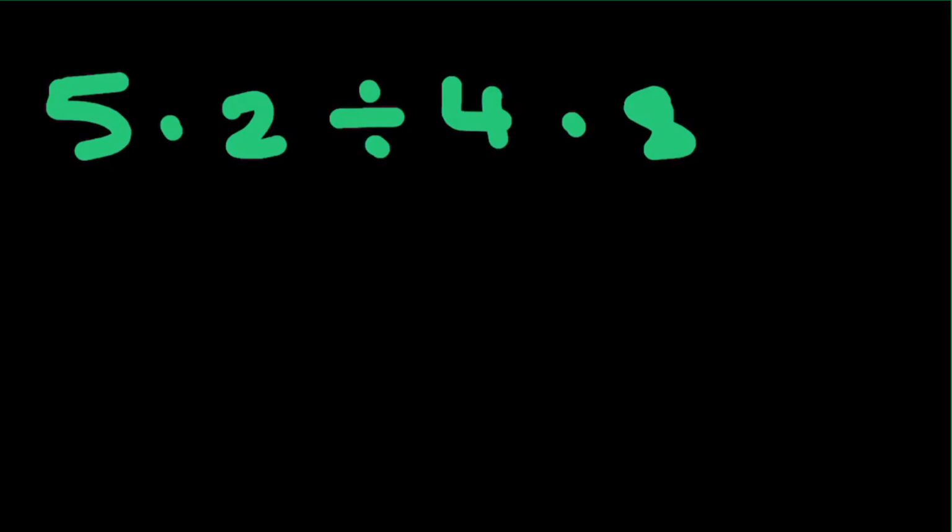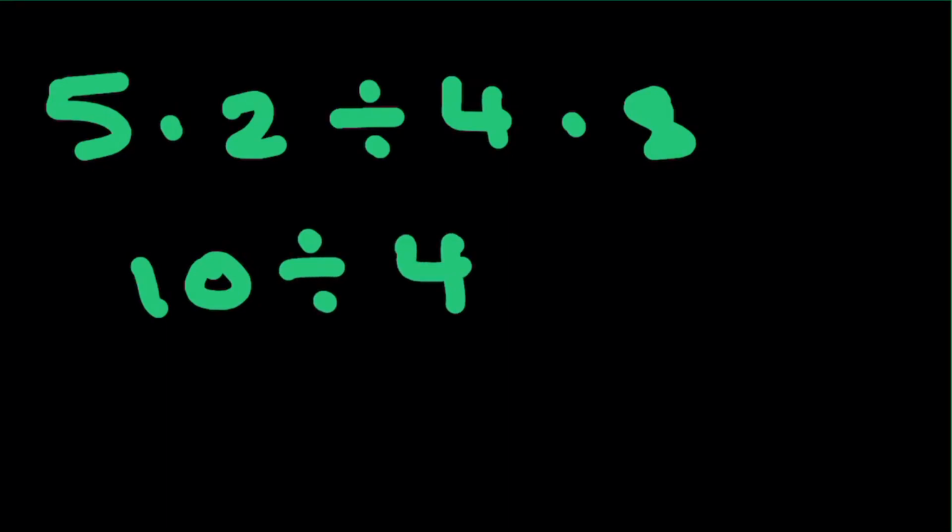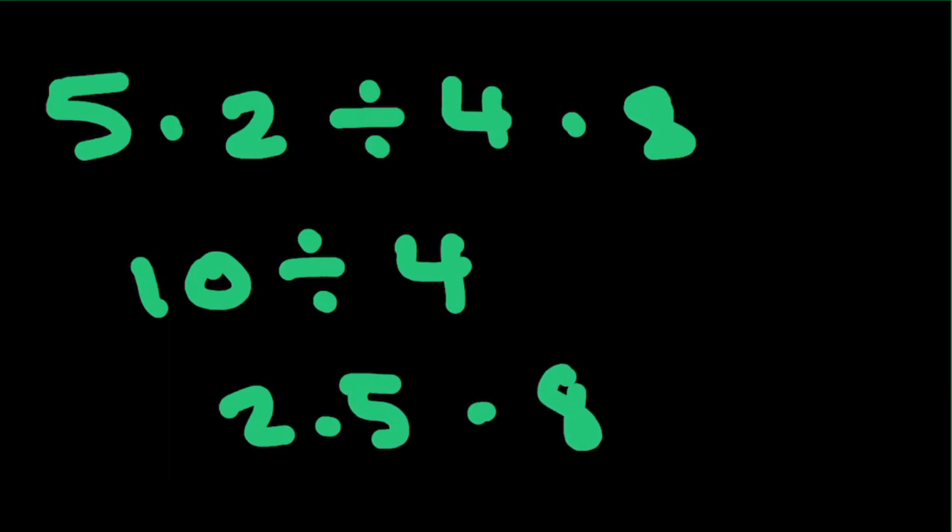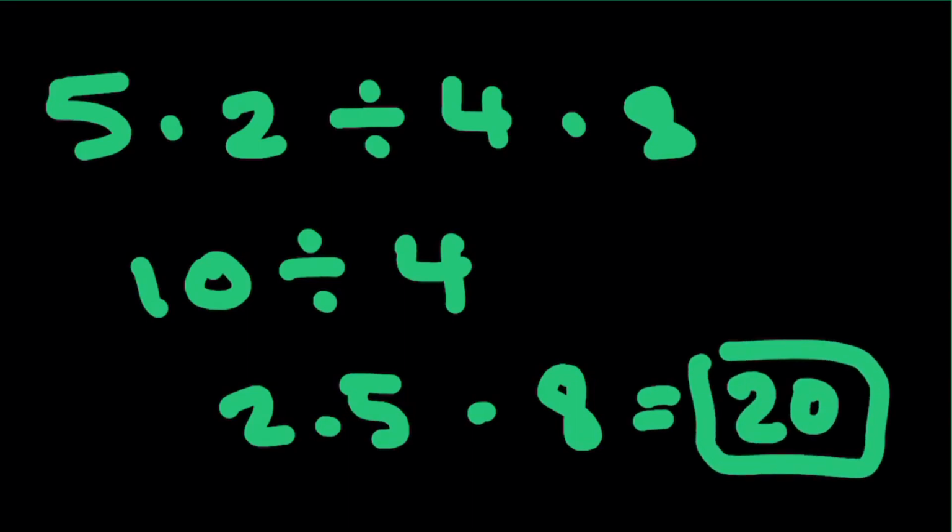Again, we go from left to right. So multiplication is what we encounter first. So 5 times 2 becomes 10. And then we divide by 4 and get 2.5. And then we finally multiply that by 8, and we get our final answer of 20. The same logic applies to addition and subtraction, and I hope this left to right model will help you clarify any confusions you have regarding this part of PEMDAS.